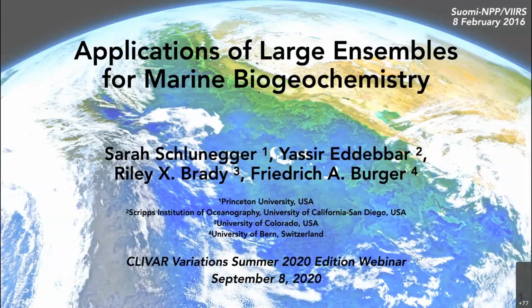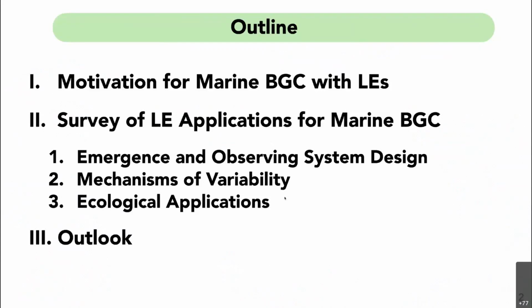Okay, hi. Our article was about applications of large ensembles for marine biogeochemistry. As an outline, first I'll go over motivation for why we like to use large ensembles in marine biogeochemistry, and then a survey of large ensemble applications that we highlighted in our article. First, the use of large ensembles for studying emergence properties and observing system design, and then mechanisms of variability, and finally, ecological applications.